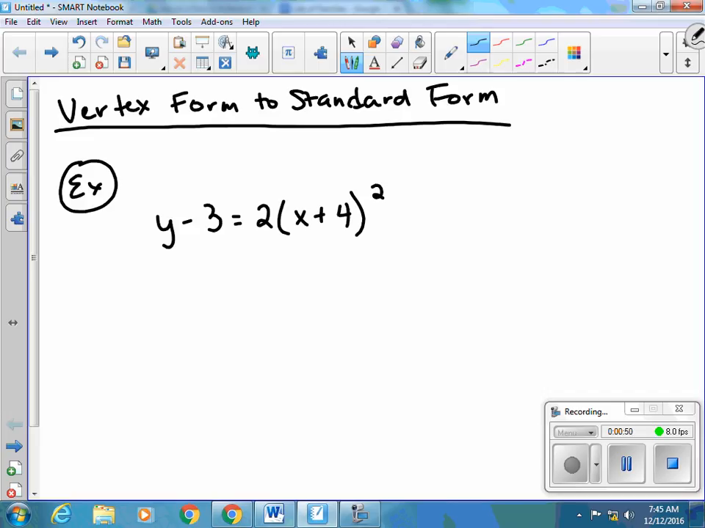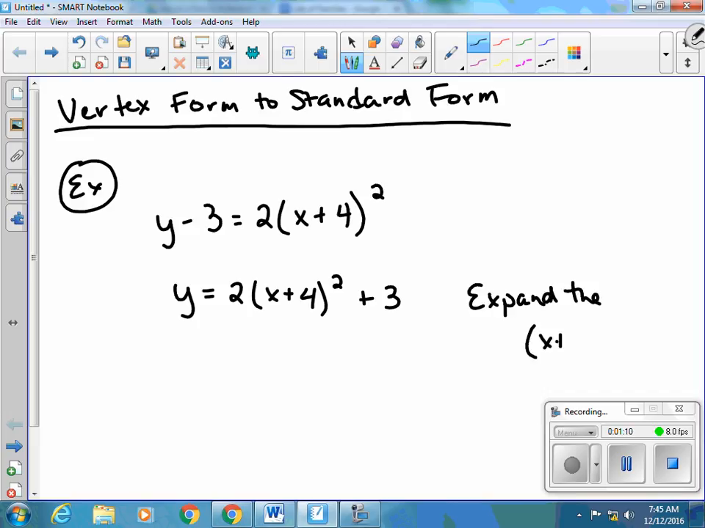So the first thing I'm going to do is move that k, or the -3, over. So I've got y equals 2 times (x plus 4) squared plus 3. Now what I'm going to do is expand that (x plus 4) squared. So I really have then 2 times (x plus 4) times (x plus 4) plus 3.